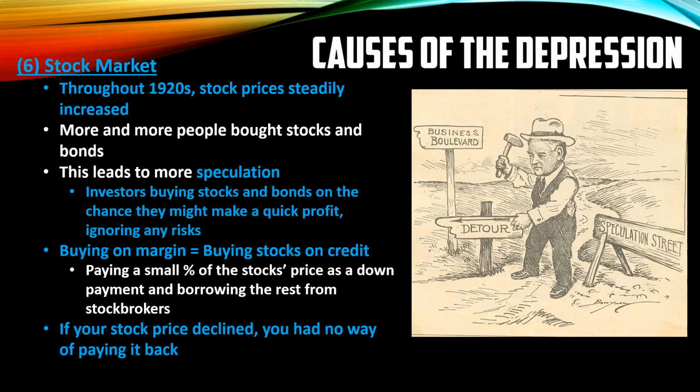It seems like when we talk about the Great Depression, it is the 6th cause of the Depression. And that's because throughout the 1920s, stock prices had steadily increased, but more and more people who bought stocks and bonds were buying them on credit. Okay? Because people were buying more stocks and bonds, it leads to speculation, meaning that investors buy stocks and bonds on the chance that they might make a quick profit and ignore the risk. So they're speculating that a stock is going to grow, meaning they buy it in hopes that they'll be able to sell it off quick and make profit.